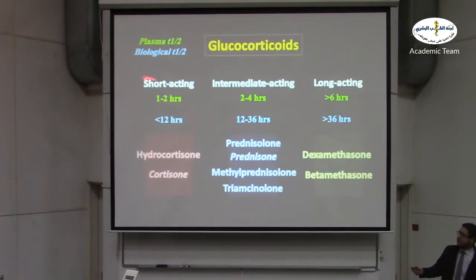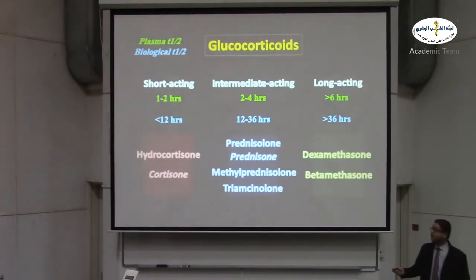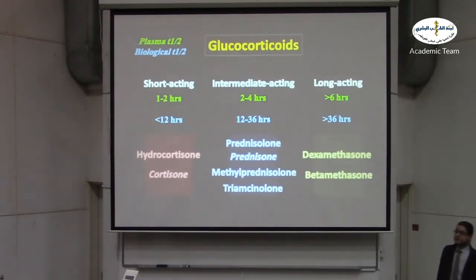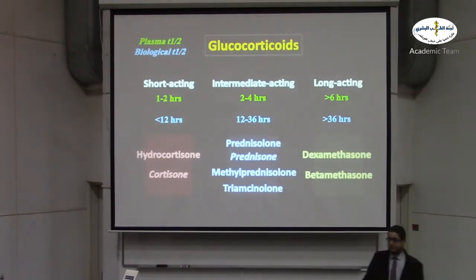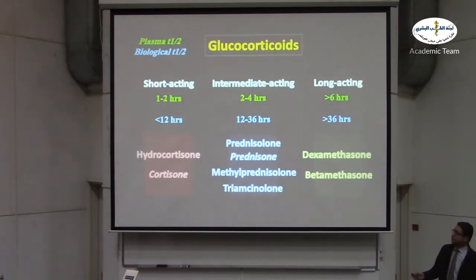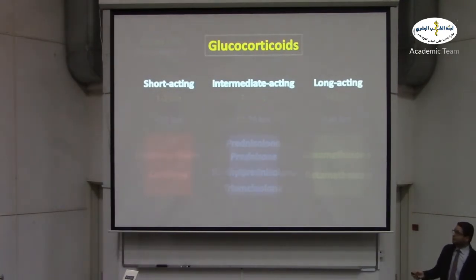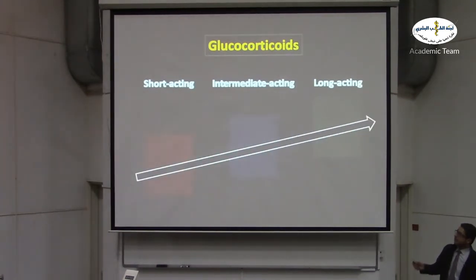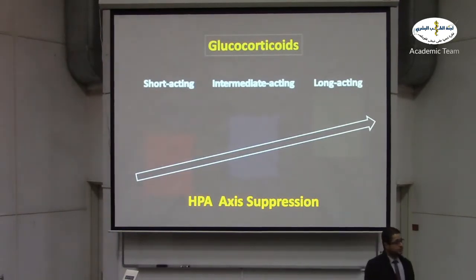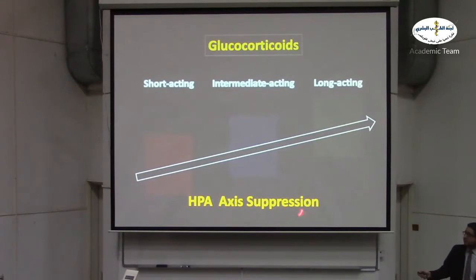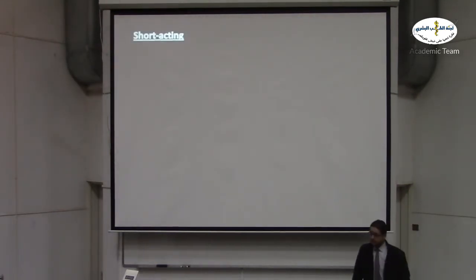Here the biological half-life is less than 12 hours, while the plasma half-life is 1 to 2 hours, which is very short. Then we have up to 36 hours of biological half-life although the plasma half-life is about 6 hours. We have several types of drugs that we will talk about shortly and I'll show you examples. The important thing in this classification of glucocorticoids is that by using the long acting drugs you are increasing the risk of HPA axis suppression. The more long acting you use, the more HPA axis suppression occurs, which is something we will explain in a minute.